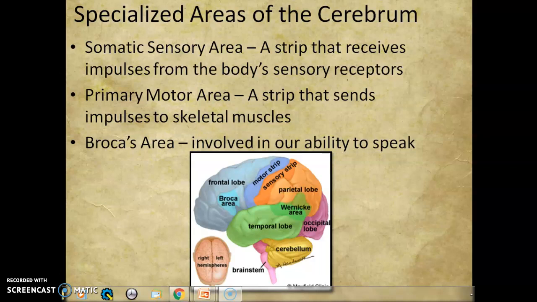So we left off talking about the cerebrum, and remember the cerebrum is going to be the majority of your brain, okay, so it's the largest part of the brain. We're also going to maybe get into some of the other areas today as well.